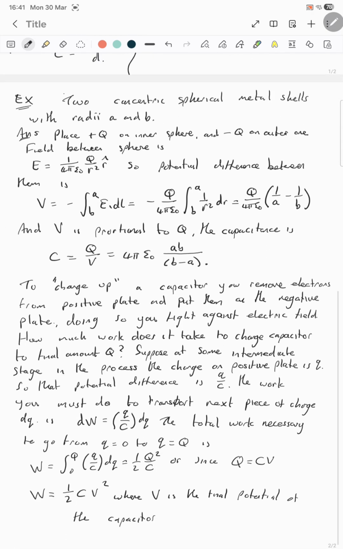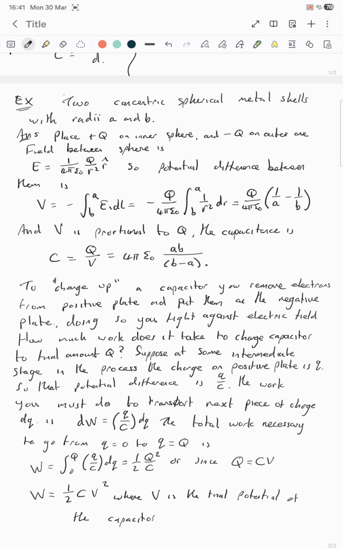Now an example: two concentric spherical metal shells with radii A and B. Now we place a plus charge on the inner surface and a negative charge on the outer one. The field between the spheres is this, so the potential difference between them is given here, as we've been through before, and our V, or potential, is proportional to our charge. The capacitance is given by this.